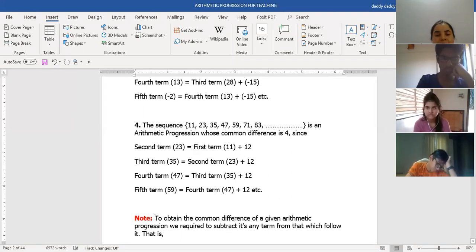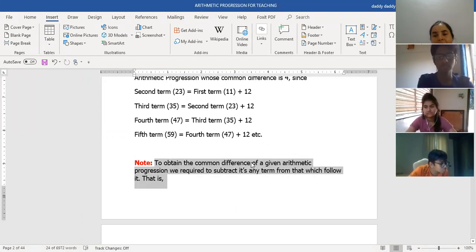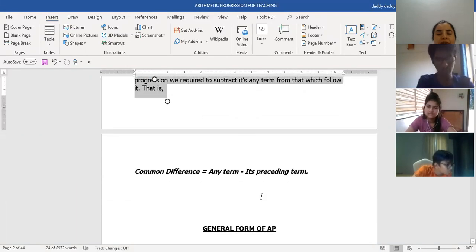Okay. Now this is something very important. Note, to obtain a common difference of an arithmetic progression, we require to subtract any term from that which follows it. That means always the term which is succeeding will come first, then minus sign, and then preceding term, and not the other way round, children.